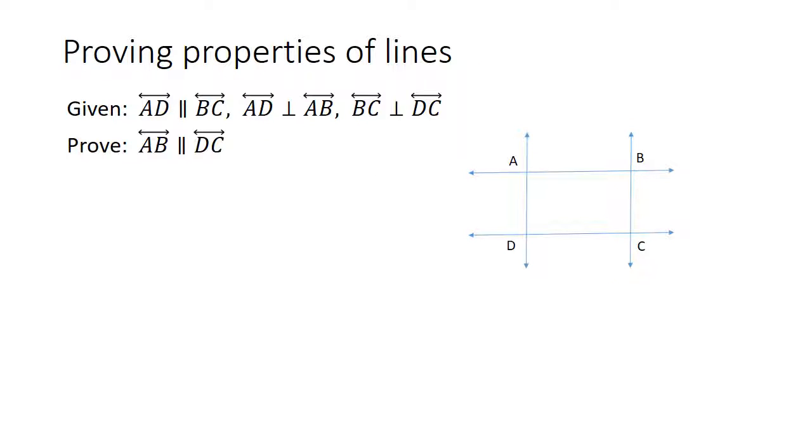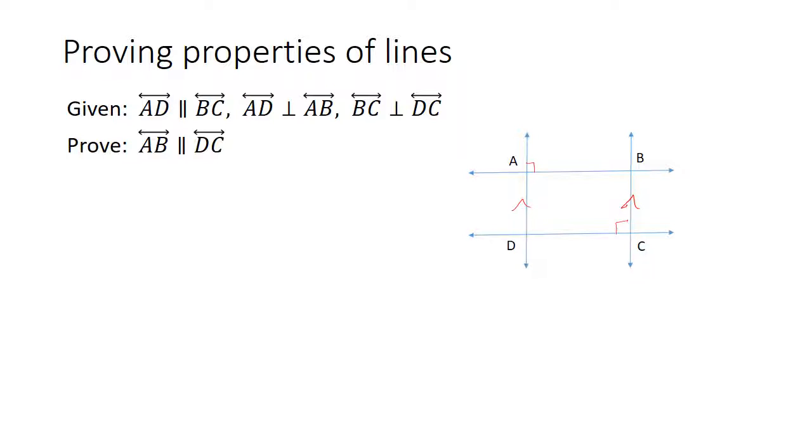All right, so we're going to prove a couple of properties of lines. So we have line AD and line BC, and we're saying that they are parallel, so we know this is parallel to this. And we have AD is perpendicular to AB, so this is a 90-degree angle right there. BC is perpendicular to CD, so this is a 90-degree angle right there. So we're going to prove that AB is parallel to DC.